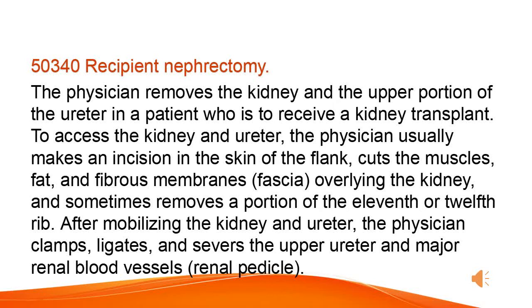Recipient nephrectomy. The physician removes the kidney and the upper portion of the ureter in a patient who is to receive a kidney transplant. To access the kidney and ureter, the physician usually makes an incision in the skin of the flank, cuts the muscles, fat, and fibrous membranes, fascia, overlying the kidney, and sometimes removes a portion of the 11th or 12th rib. After mobilizing the kidney and ureter, the physician clamps, ligates, and severs the upper ureter and major renal blood vessels, renal pedicle.